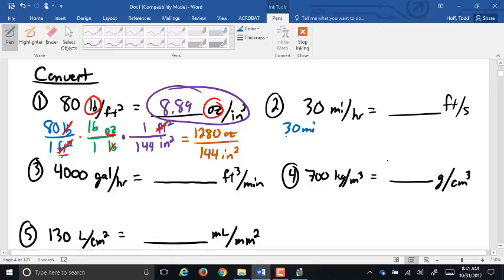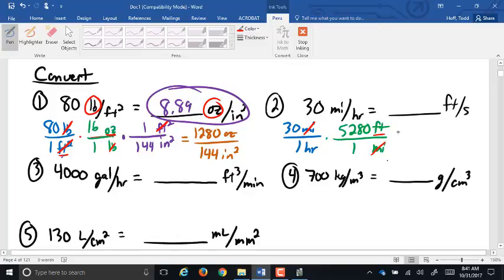30 miles per hour, we'll write as 30 miles over 1 hour. Let's get rid of the miles first. Where are they going to go? Bottom. 1 mile is 5,280 feet. Good. Miles are gone. We now have feet per hour.